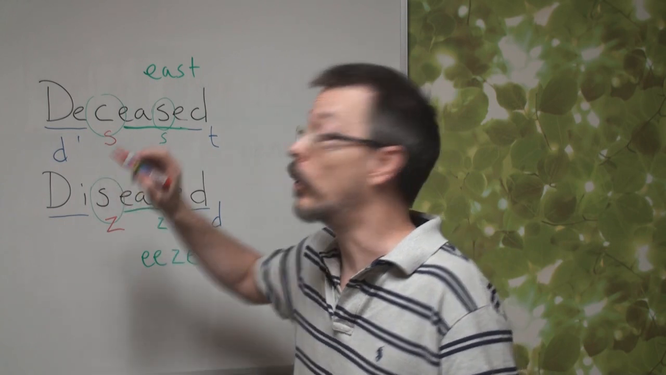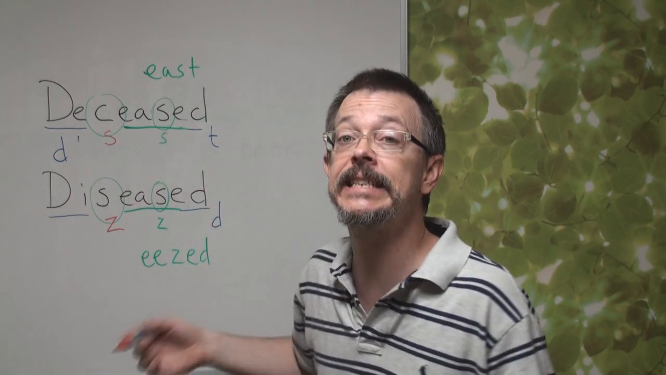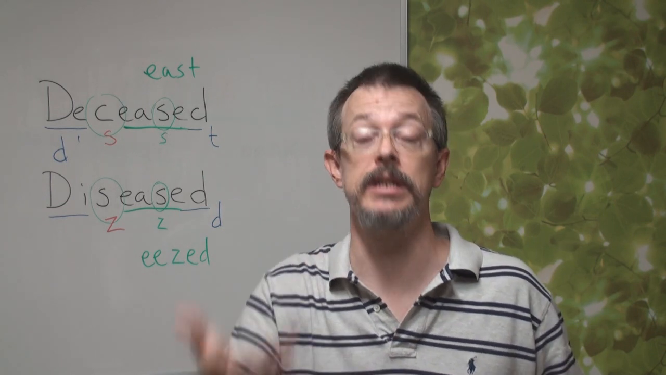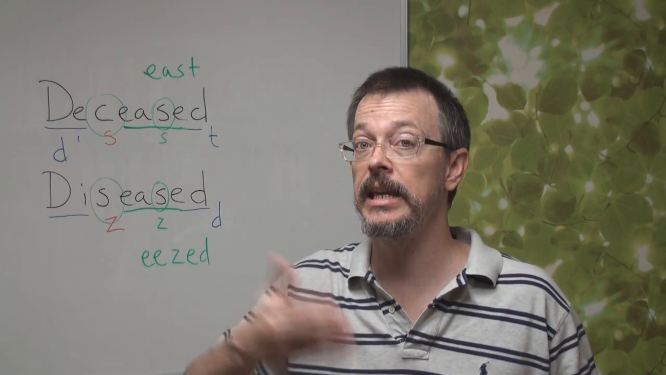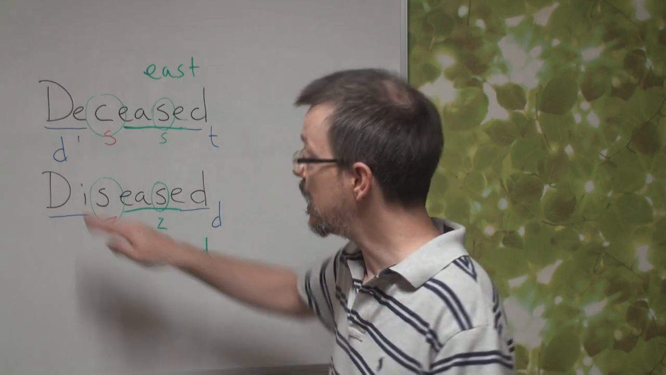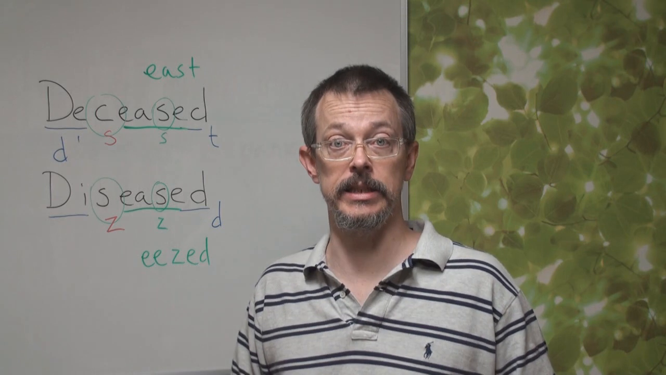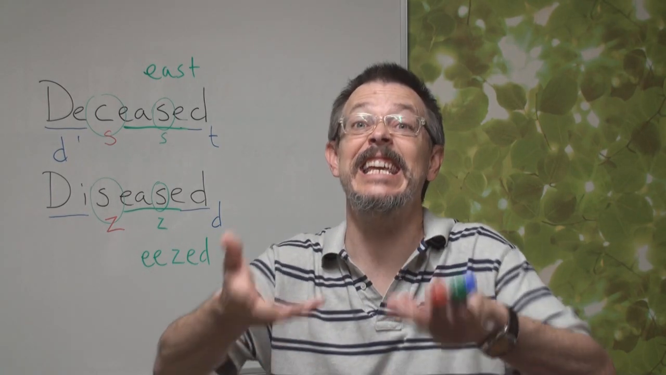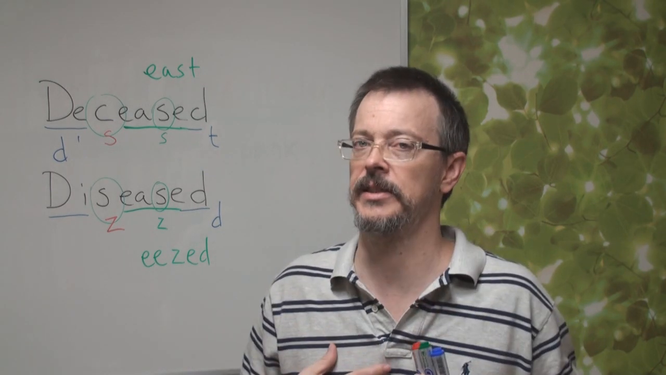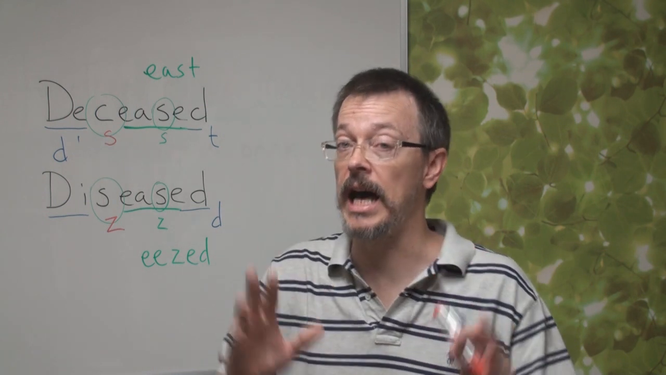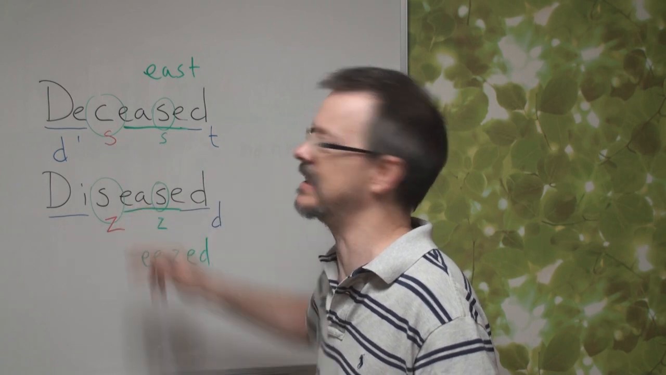So, once again, the first word, deceased. It means to have died. He is deceased. He is dead. Here, diseased. It means he has an illness. He is diseased. He has some illness. Okay? So, the tricky part for a lot of students is the S and the Z sound.